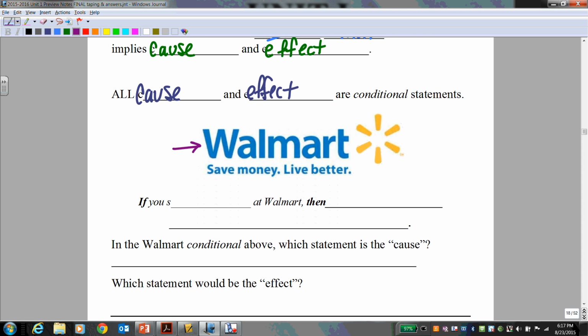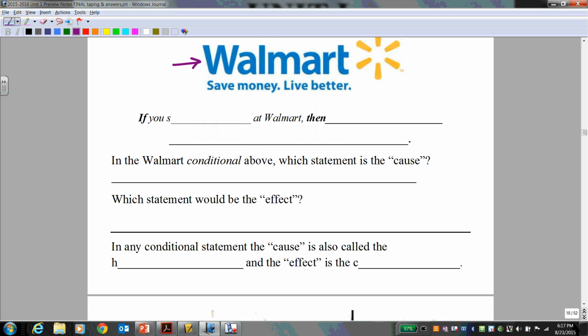So here's a very simple example. Take a look at this Walmart ad. Just look at it for about 10 seconds. So it says Walmart, save money, live better. So it's implying if you shop at Walmart, then you will save money and live better.